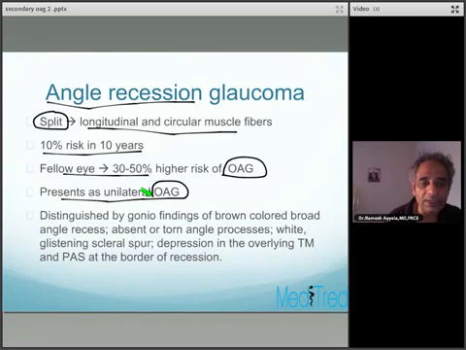It can be distinguished from primary open angle glaucoma by the simple act of doing a gonioscopic examination, which will reveal the following findings: brown colored broad angle recess, absent or torn iris processes, white glistening scleral spur, depression in the overlying trabecular meshwork, and peripheral anterior synechiae at the border of recession.